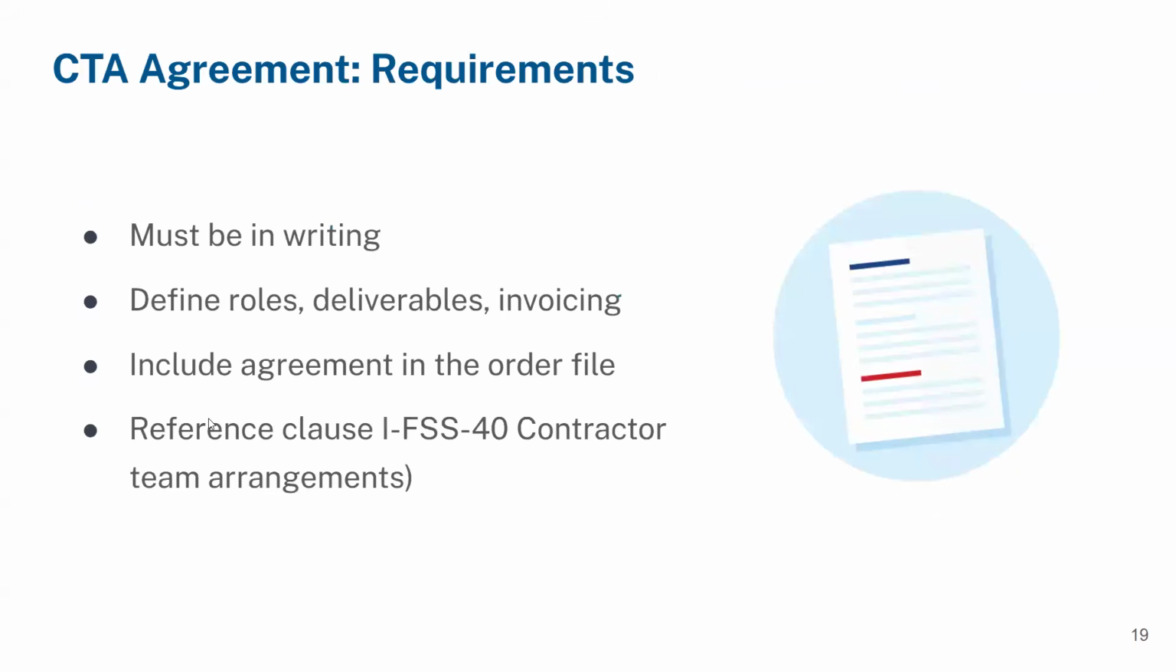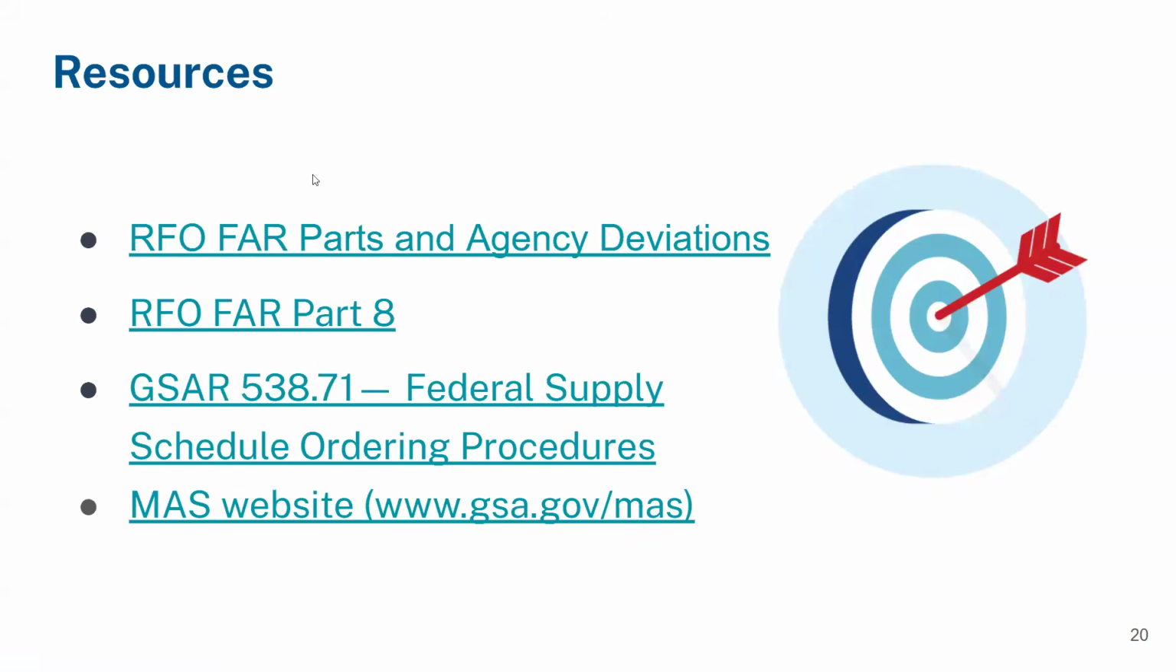And again, this is just highlighting some of those CTA agreement requirements that need to be in writing: define roles, deliverables, invoicing, include the agreement in the order file, reference that IFSS 40. But again, this should not be new. They are largely unchanged. Okay, and now we're at the end here. But this gives you an idea of the flow of information.